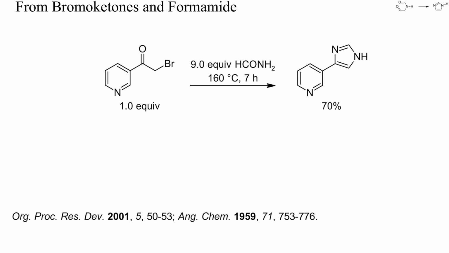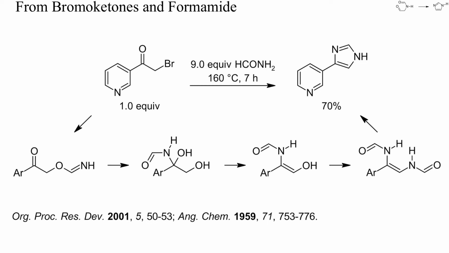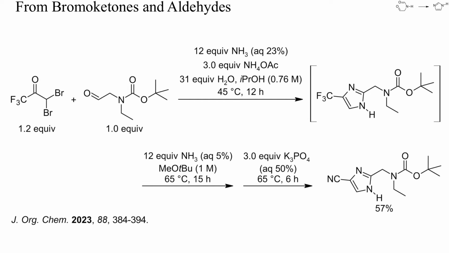One common way to convert haloketones into imidazoles is by strong heating in formamide. This reaction is assumed to proceed by intermediate formation of a hydroxyketone and then a bis-formamidoethylene. Instead of carboxylic acid derivatives, also aldehydes can be used as C1 precursor of imidazoles. Here, brominated trifluoroacetone was condensed with an aliphatic aldehyde and an excess of ammonia. Interestingly, the initially formed trifluoromethyl imidazole could be transformed into a nitrile by heating with aqueous ammonia and potassium phosphate.